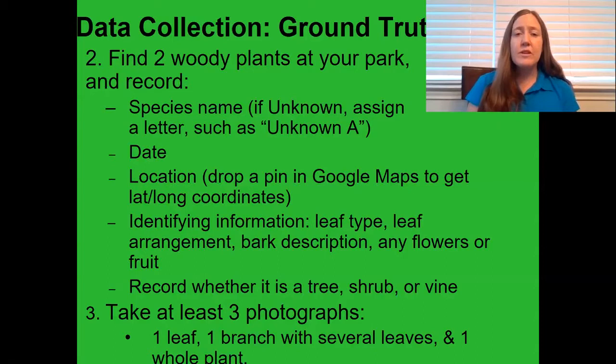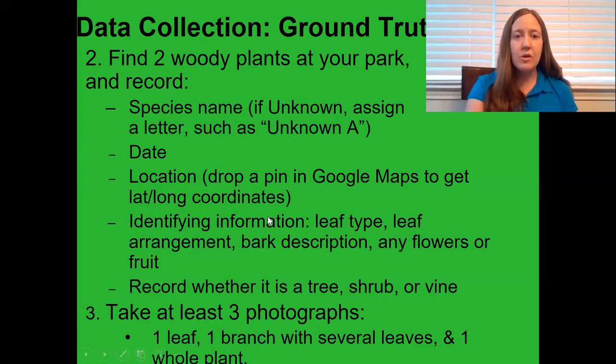Also record whether it's a tree, a shrub, or a vine. Oftentimes people will forget by the time they get back to looking at their notes, so make sure you write that down as well. And then take at least 3 photographs of the plant: one of the leaf, one of a branch with several leaves, and one of the whole plant. This information is to make sure that once we get this entered into iNaturalist, which we'll talk about a little bit later today, you have enough information that this is a verifiable observation, and then at some point can become research grade.